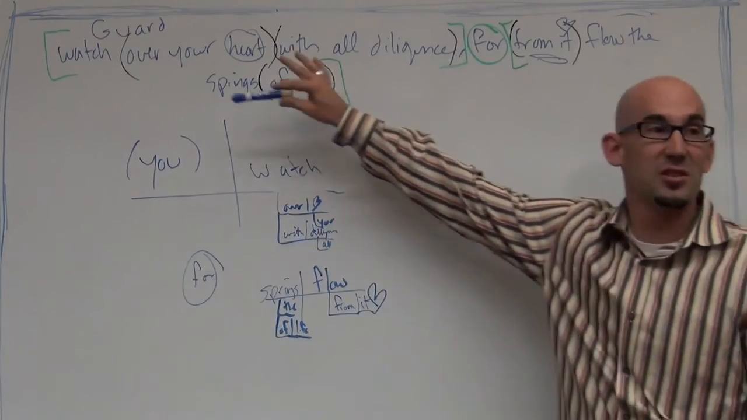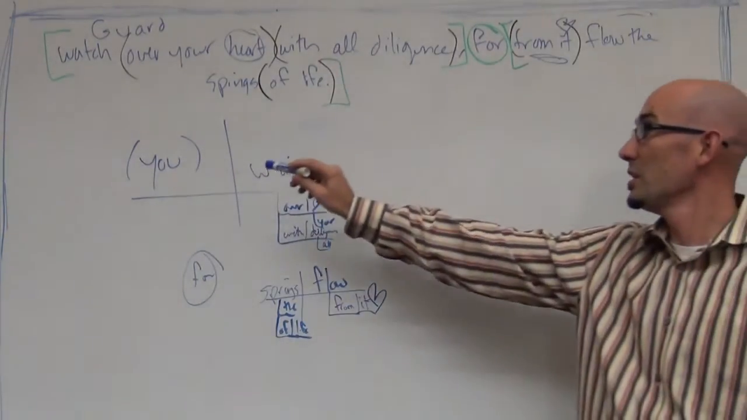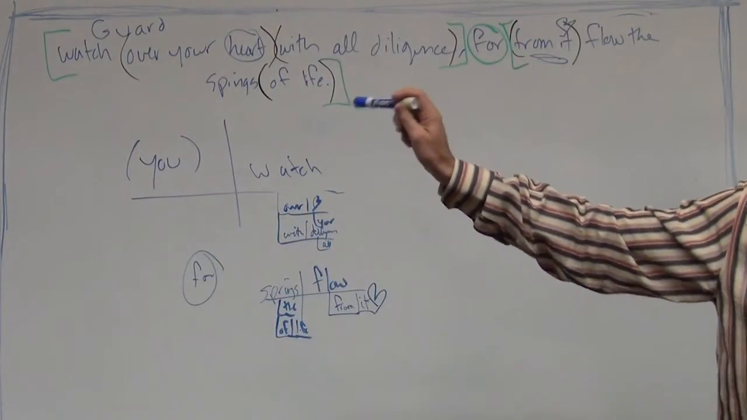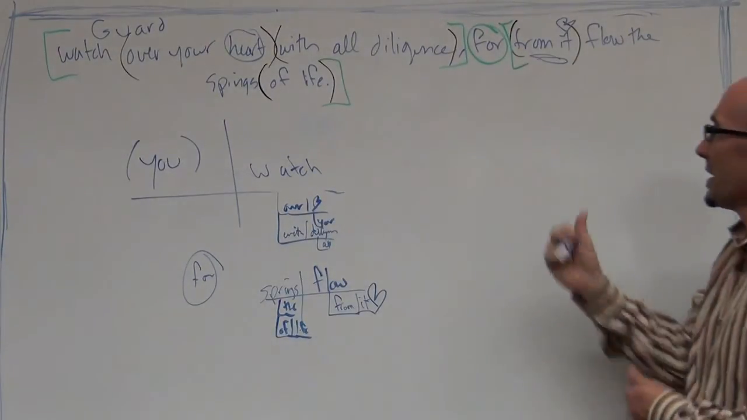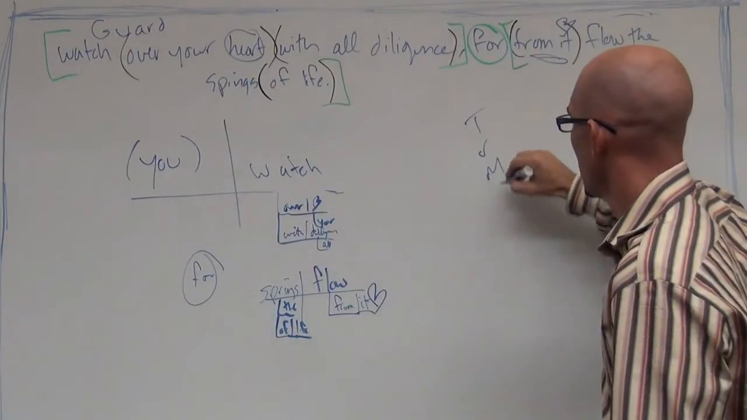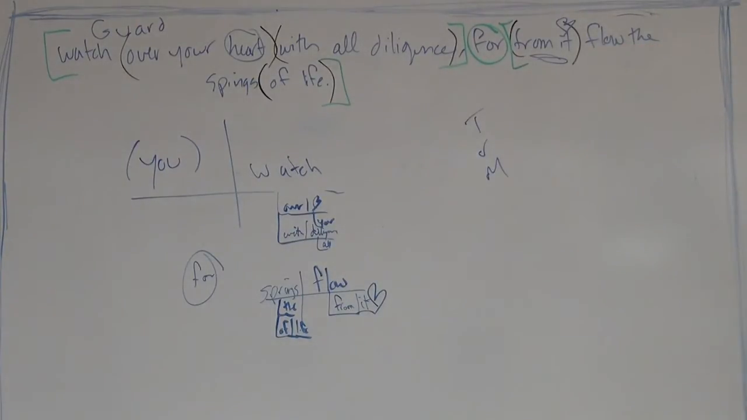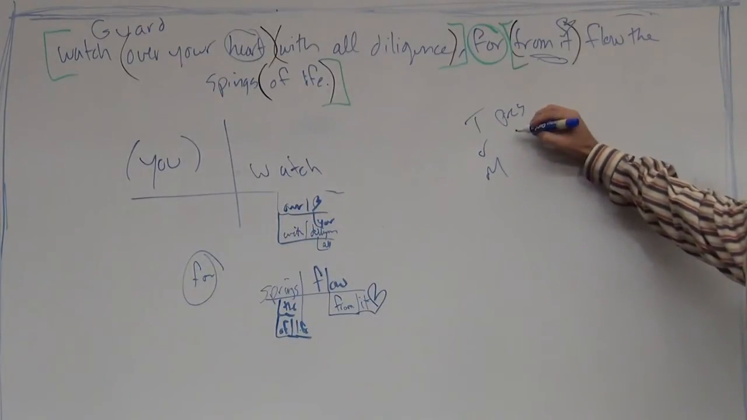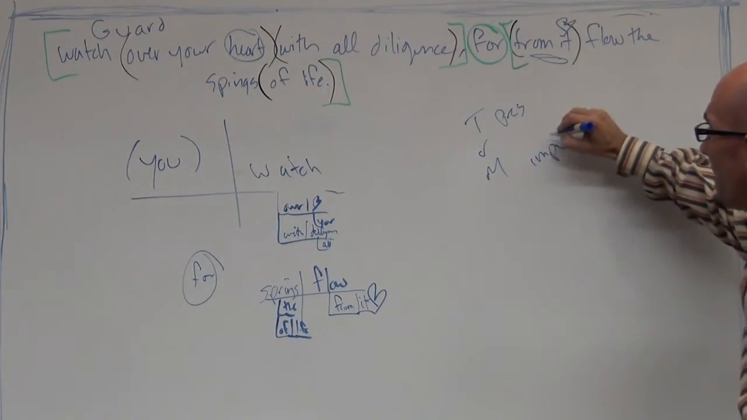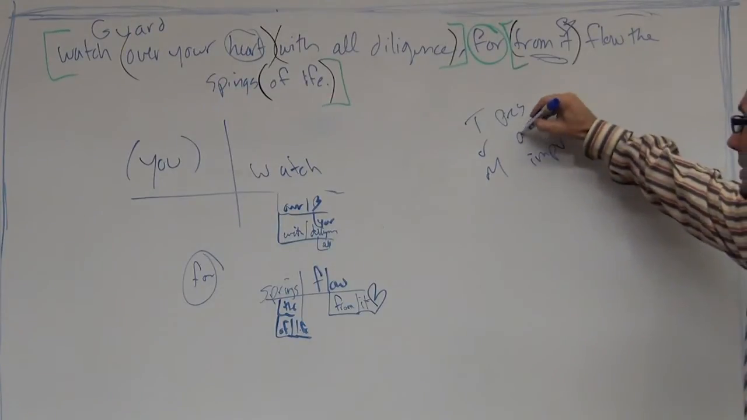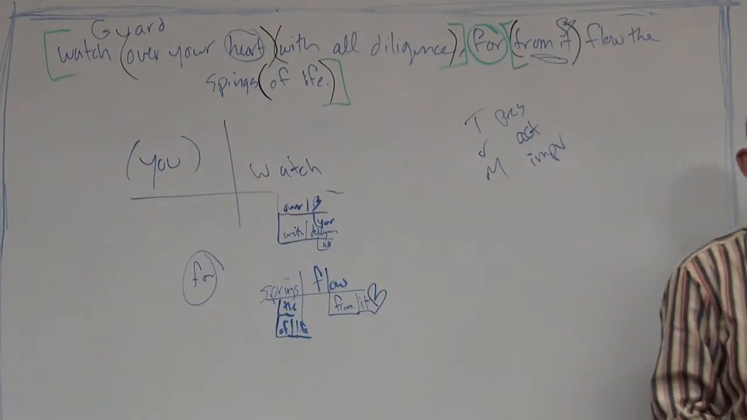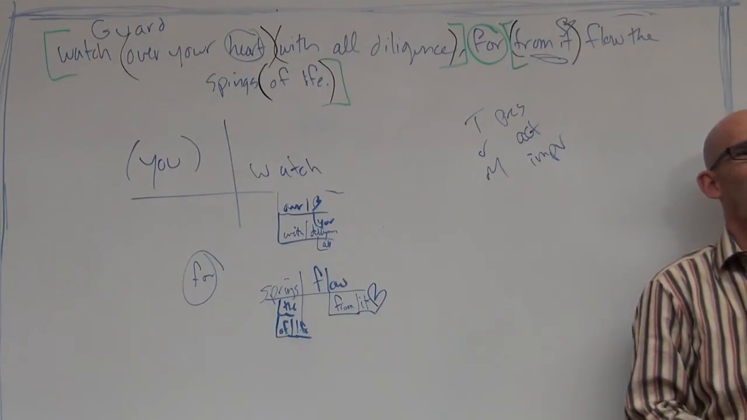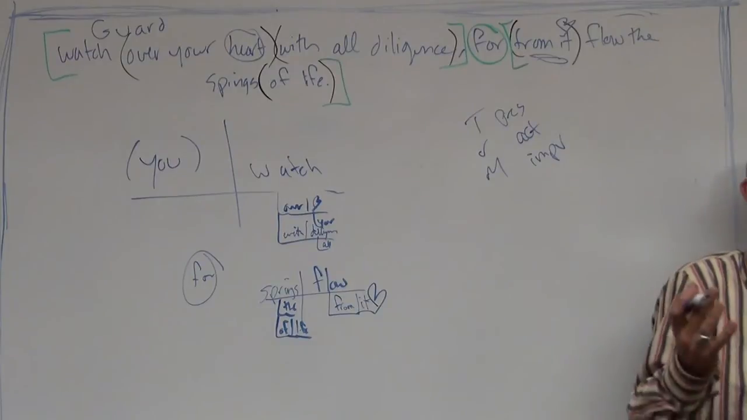Now, let's look at the relationship between these two clauses. You guard it. Watch over it. Watch over your heart. Analyze that verb for me. It's imperative. Is it active or passive? Active. It's active. What would it sound like if it were passive? Heart, be guarded, be watched.